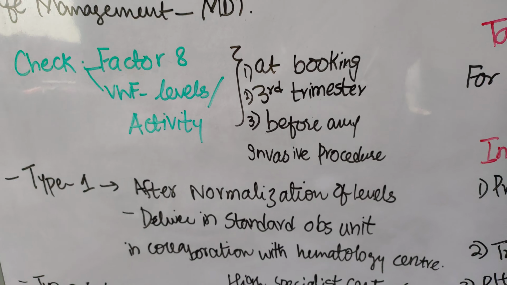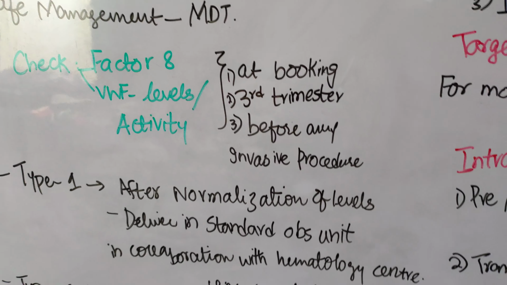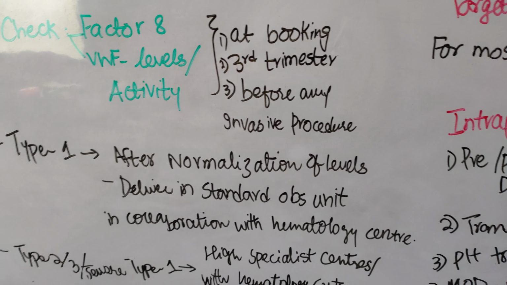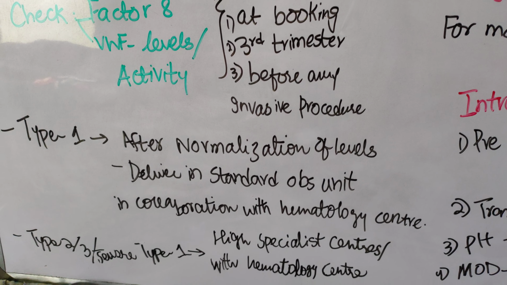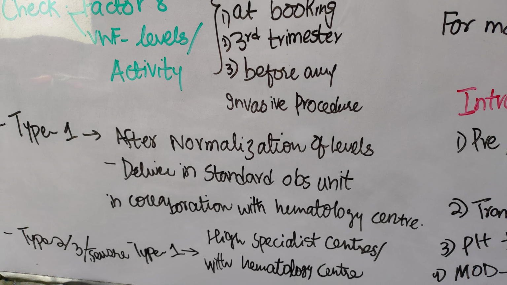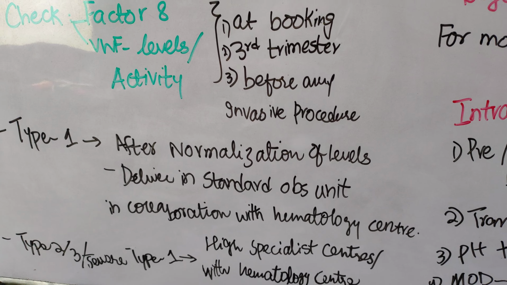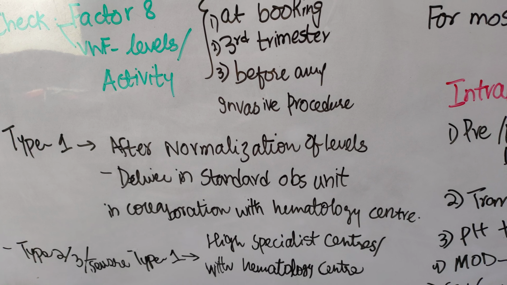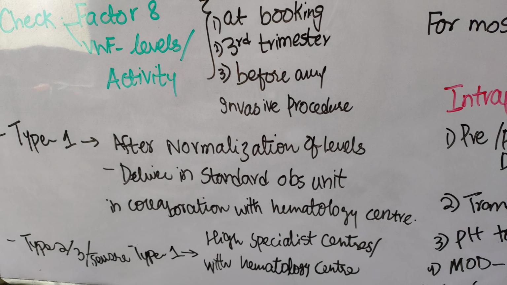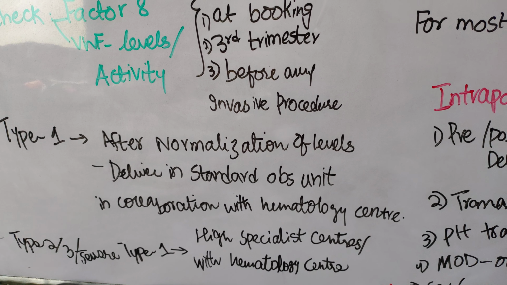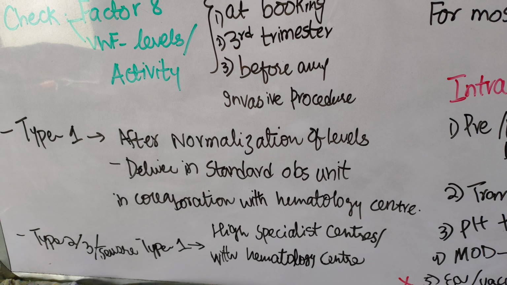Type 1 von Willebrand disease, after normalization of the levels, these patients should be delivered in a standard obstetric unit, in which there is a collaboration with the hematology center. But for type 2 and type 3, or in severe type 1 disease, they should be delivered in a high specialist center with hematology centers.